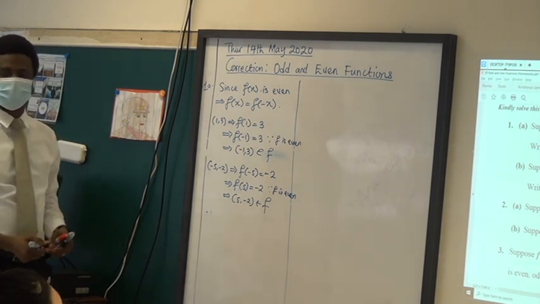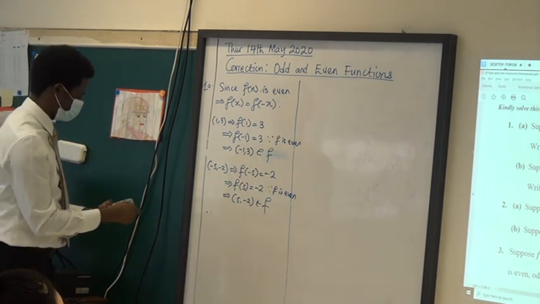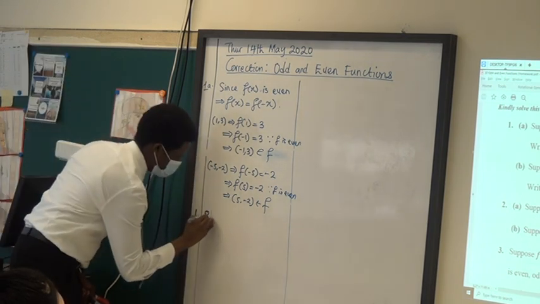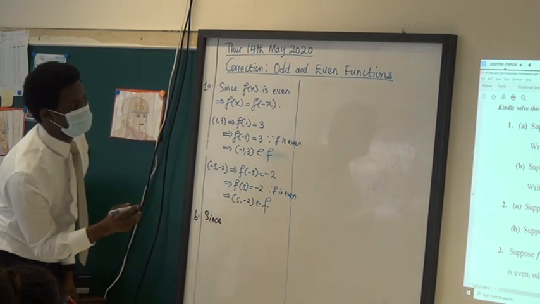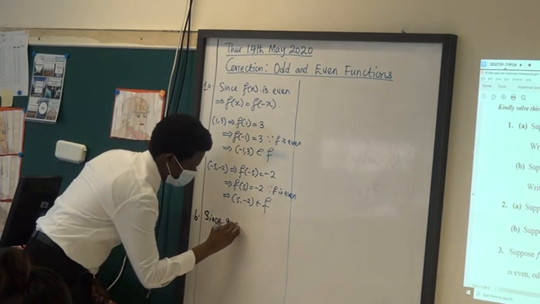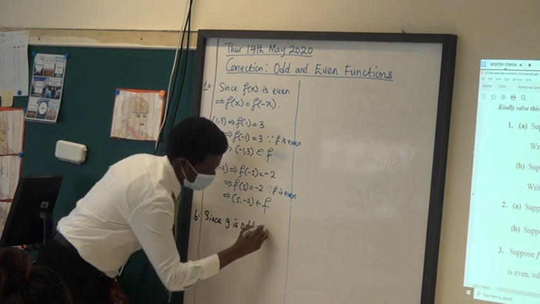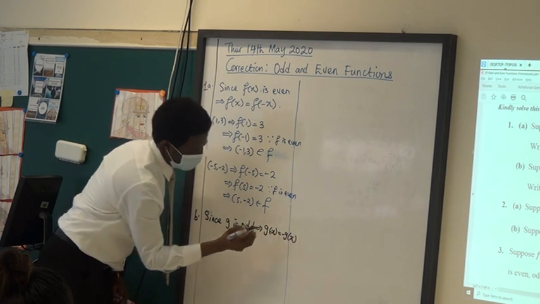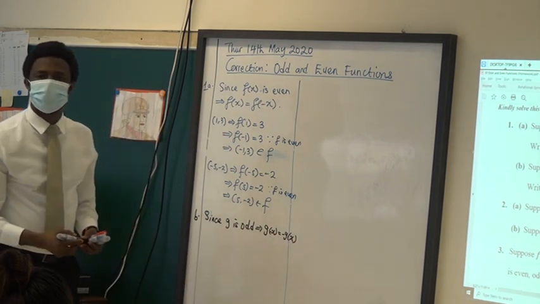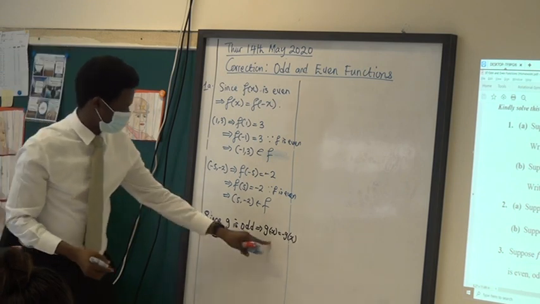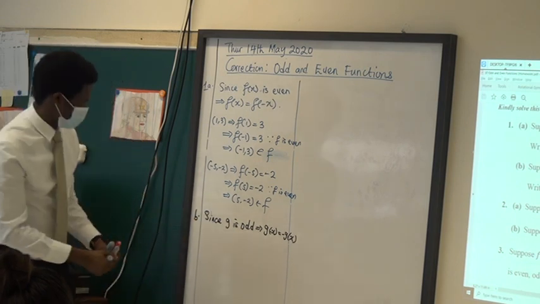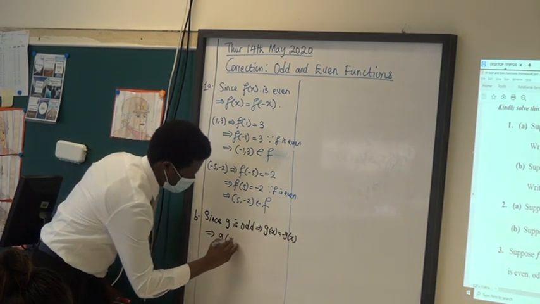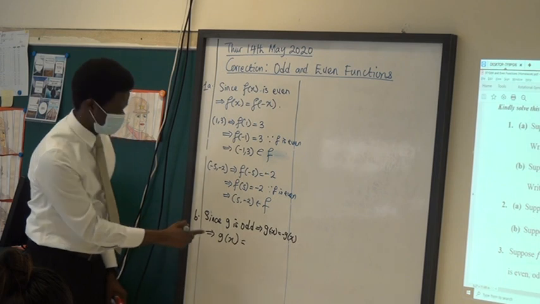Any questions? So similarly, for the odd one, B. So we start by saying, since, is that F or G? G. Since G is odd, what does that mean? G of x will be negative G of negative x is G of x. Right? G of negative x is negative G of x. Can I write this in another way? It means when G acts on any x, what does that give you?